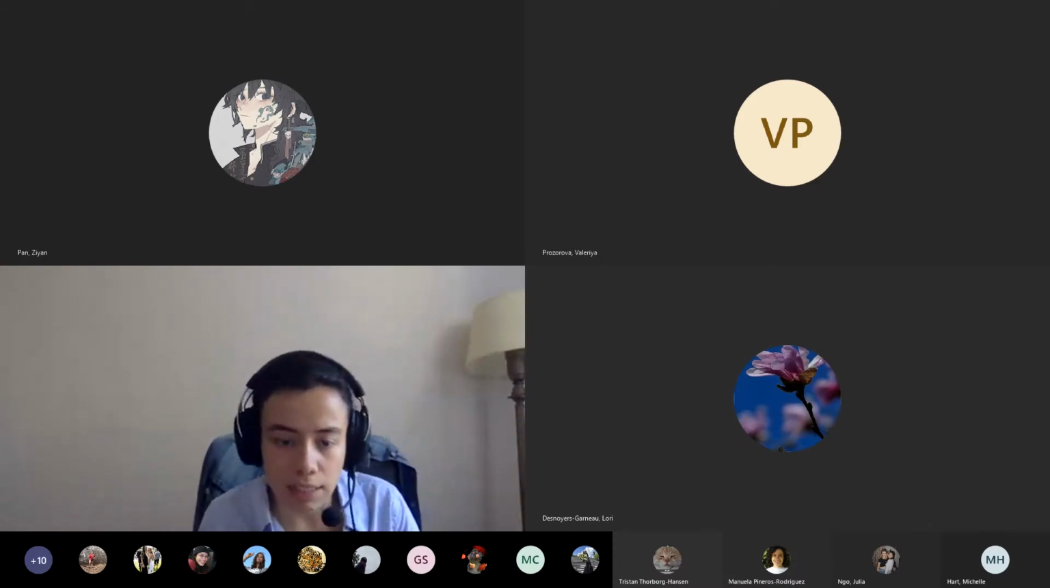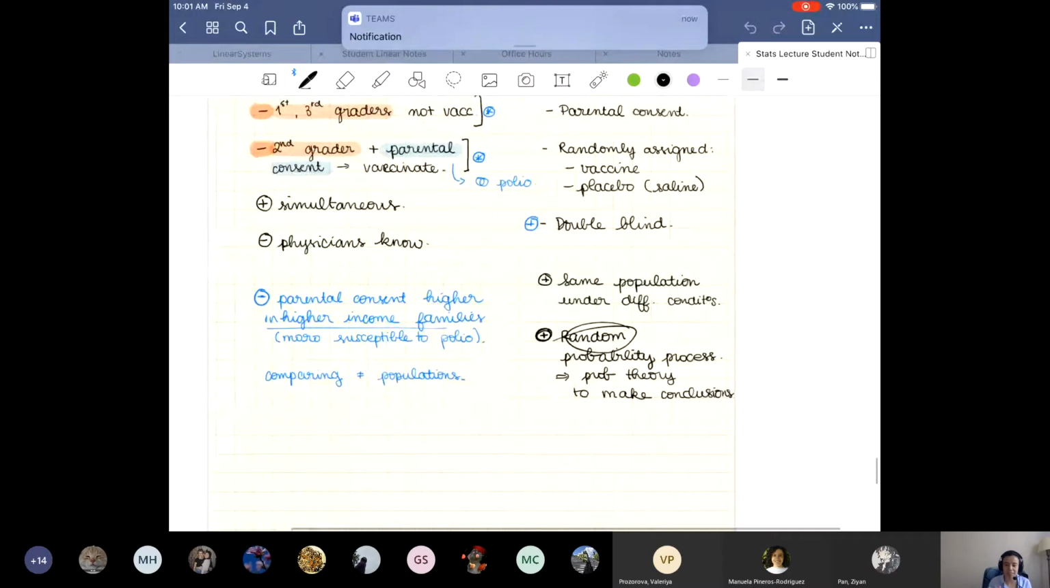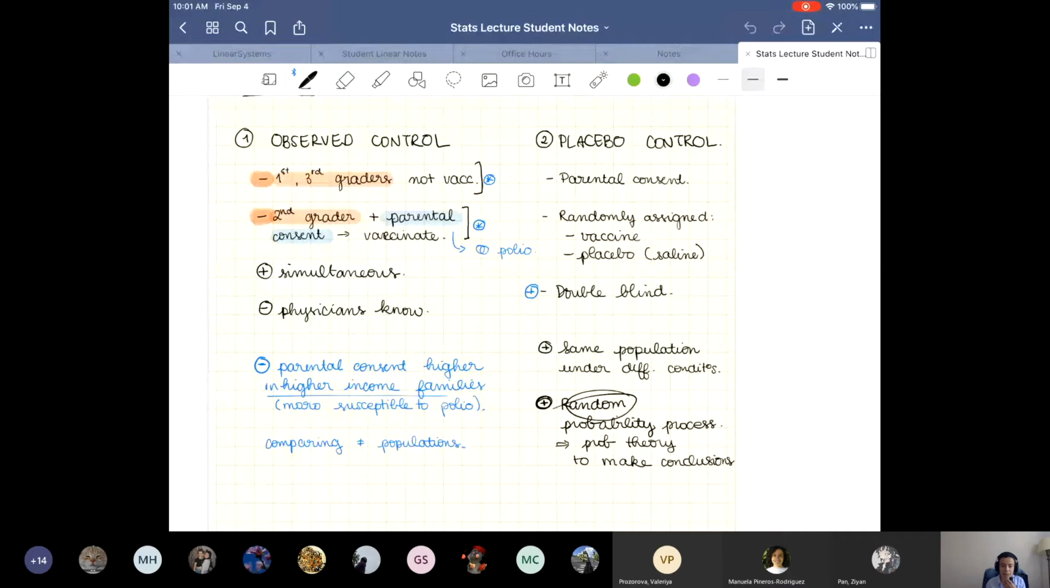So this is the part where we had stopped on Wednesday. We had started talking about how to design a field trial for a given vaccine, and we had looked at two different designs for this experiment. The first one was observed control, which was the case in which we were comparing second graders to first and third graders. And we said, this is maybe an okay design, but it has some flaws.